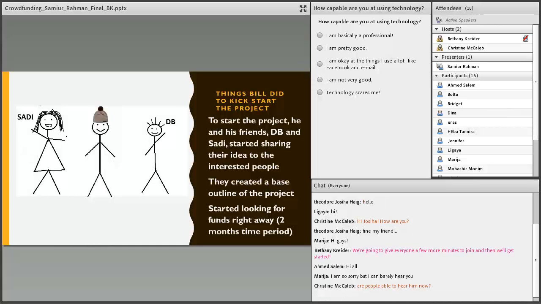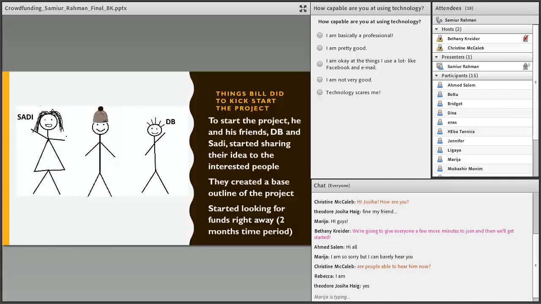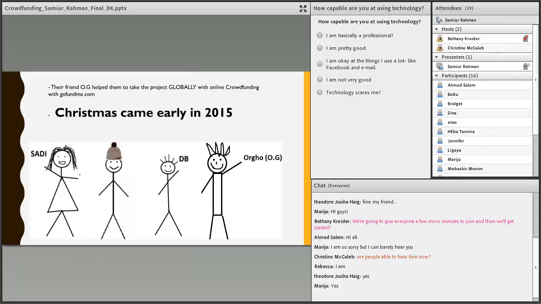He created a baseline of the project, and basically started looking for funds right away. And in a 2 month period, they could understand how their idea was going to do. So let's see how they started the project and how it went.